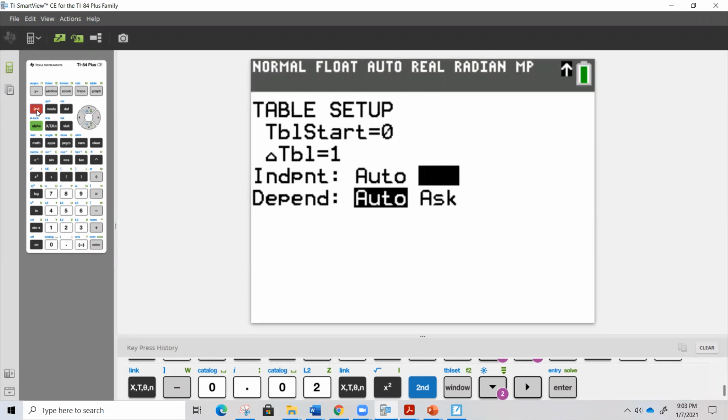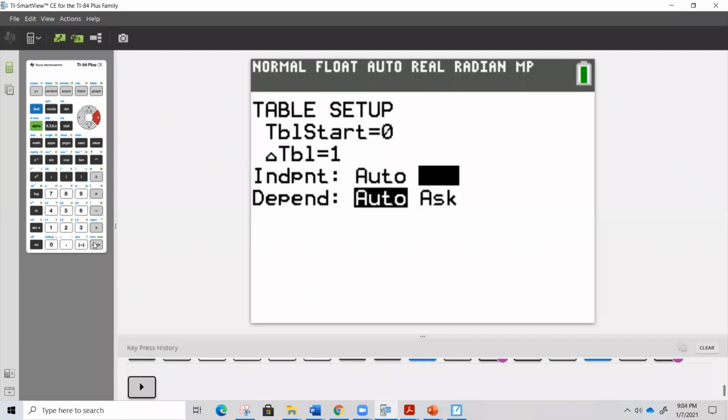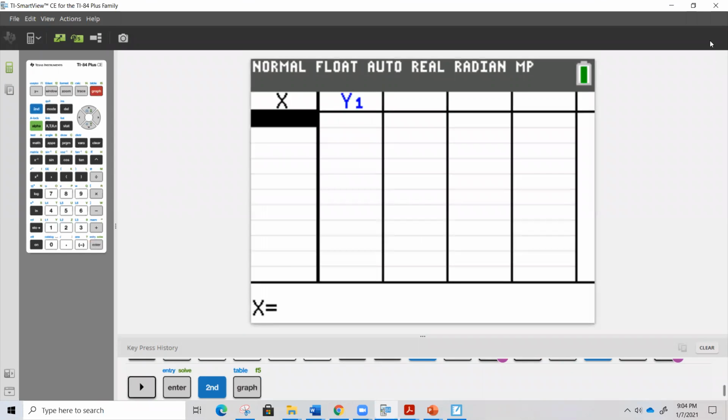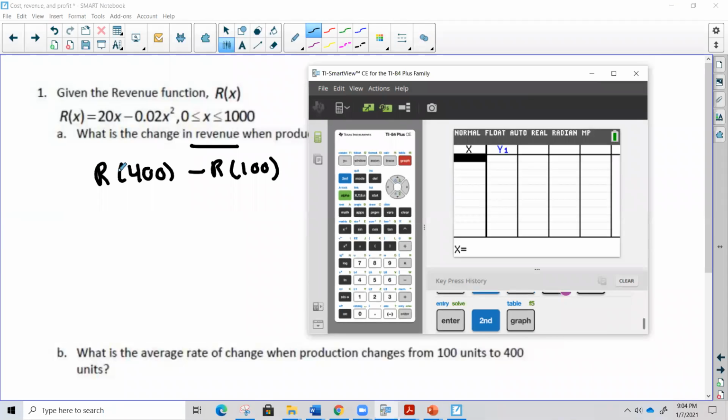So where I went is I hit second window. Above it says TBL SET, which stands for table set. And that allows me, if I change the independent to ask, to type in any X value that I want and find the Y value under table. So to get to table, you hit this second key and then graph. And then what you're going to do is type in the X values that you're interested in. So we're interested in 400 and 100.